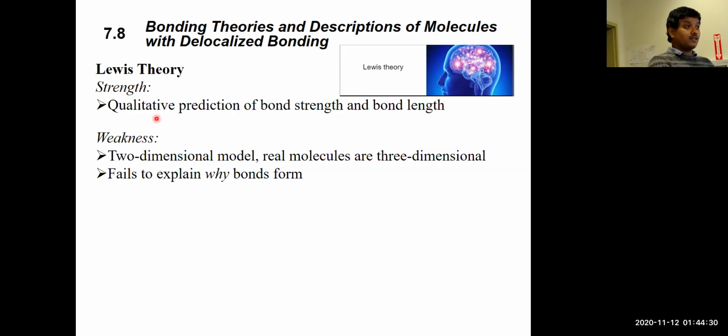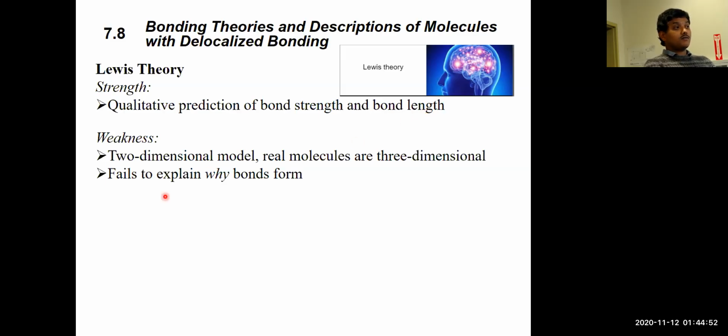So Lewis theory, what is the strength? If you know Lewis theory, you can qualitatively predict the bond strength and the bond length, because you can draw the structure and then use it to predict the bond strength and bond length. Like, remember the N–N single bond versus N=N double bond versus N≡N triple bond. If you draw the Lewis structures, you can comment on those things.